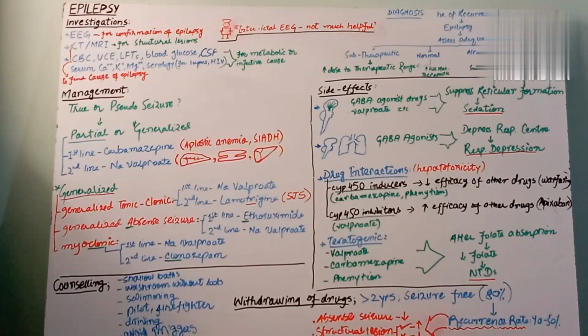These are the platelets. A bad picture, but try to just see. Sodium valproate does what? It decreases the thrombopoietin production, so decreased platelets, thrombocytopenia. It damages the liver cells and causes hepatotoxicity.